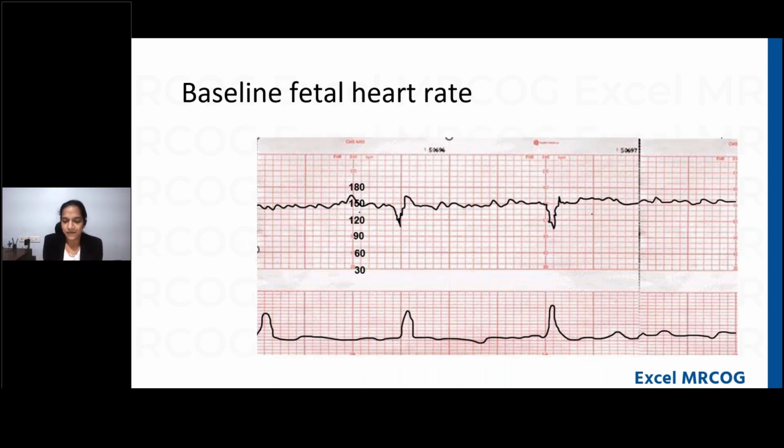Okay, so the next thing that we want to know is the baseline fetal heart rate. As you rightly pointed out, normal is 110 to 160. So in this case, what is the baseline heart rate? It's around here. This is the baseline heart rate, or basically the average rate. So it is around 150 beats per minute.